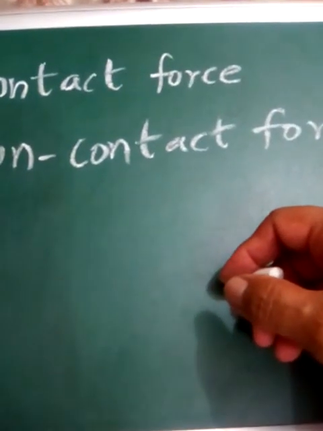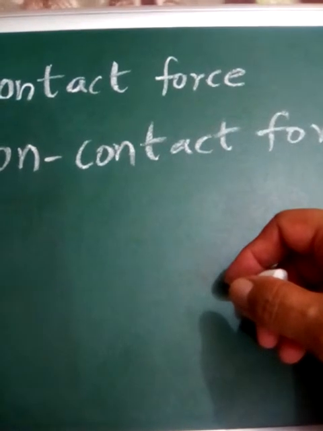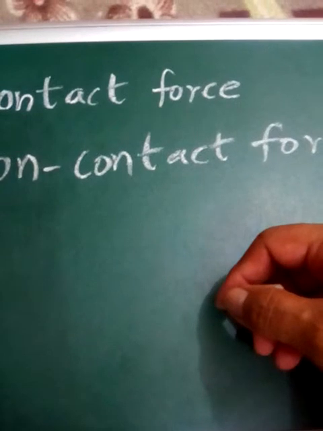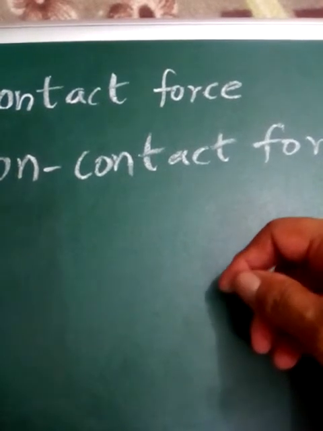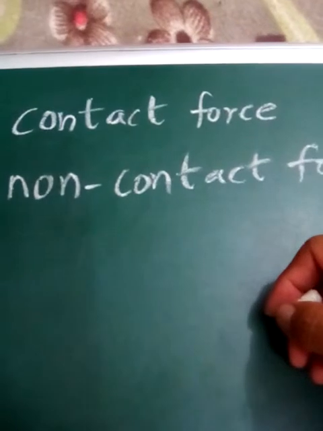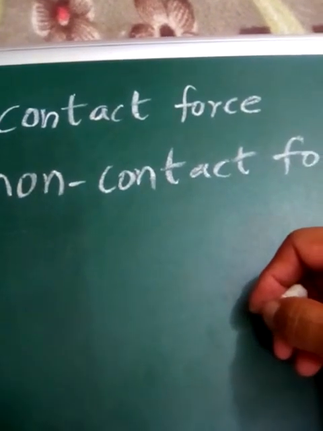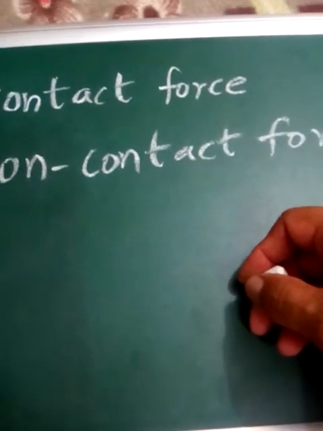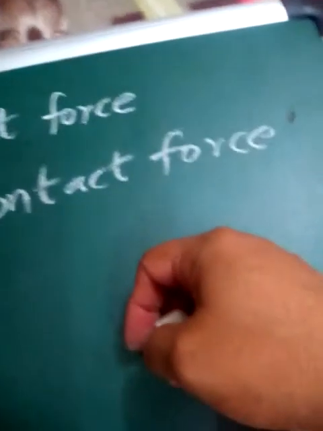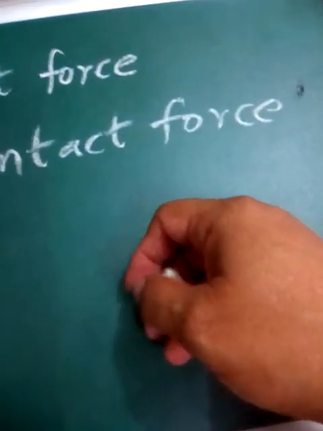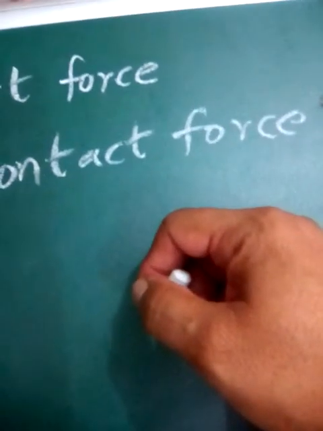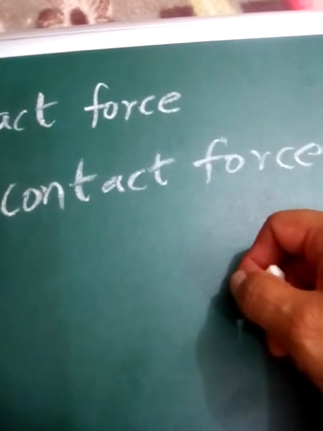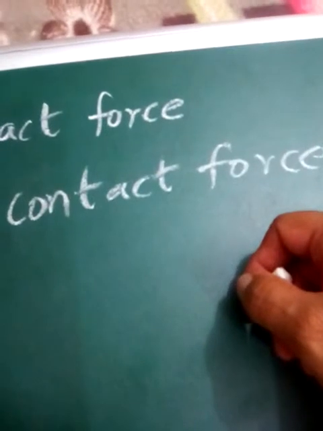If you touch an object, push it, and an object starts moving, or when you apply brakes to a moving bicycle, these are examples of contact forces. Means the force creating body and the body on which force is applied, they come in direct contact. So we can see many examples of it.